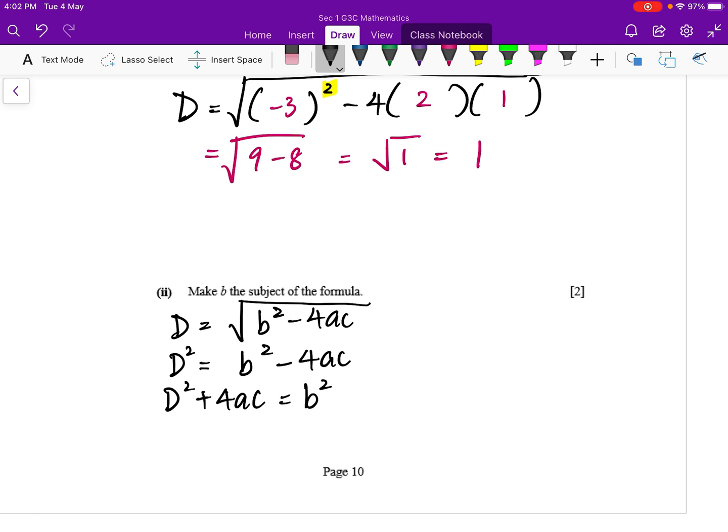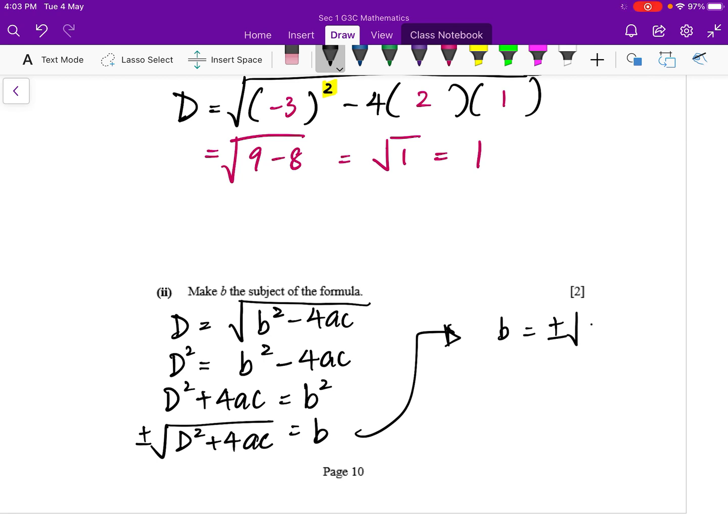Now we have one last layer to remove. That last layer is the square that belongs to the B. Now you are going to remove the square by introducing a square root symbol, because the reverse of a square is a square root. When you are the one introducing the square root, you have to include the plus minus sign. So D square plus 4AC. And this will be equal to B. Since they want B to be the subject, we put B on the left hand side, plus minus square root of D square plus 4AC. This is our solution.